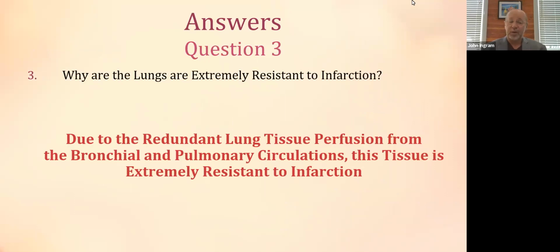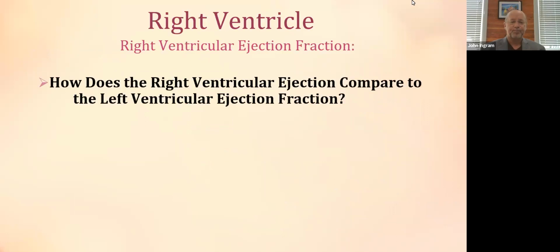Question number 3, why are the lungs extremely resistant to infarctions? Well, due to the redundant lung tissue perfusion from the bronchial and pulmonary circulations, this tissue is extremely resistant to infarctions. Now I'm going to talk about a comparison between the right ventricle and the left ventricle in terms of the ventricular ejection fractions and their cardiac output.